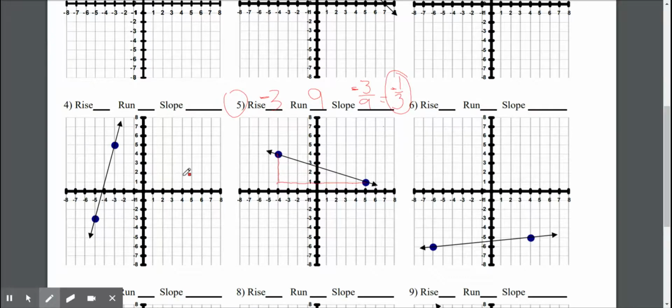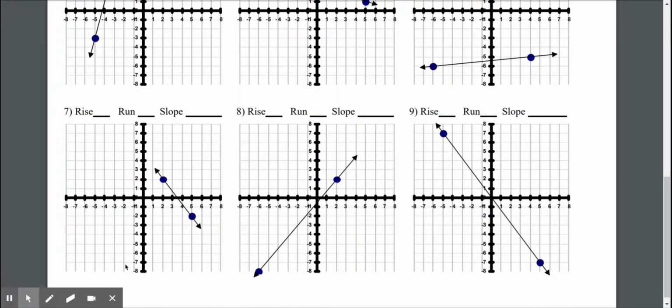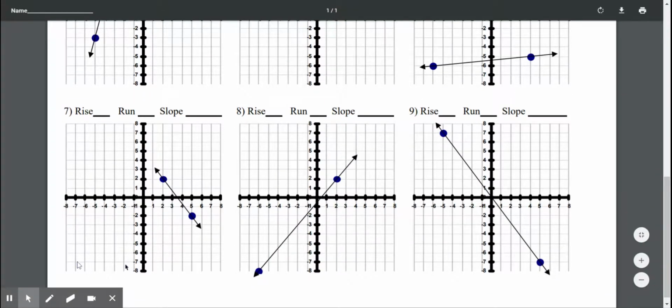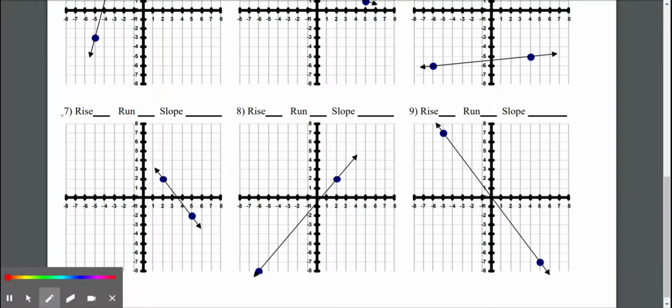All right, let's see if I can squeeze in one more quick sample, and then we'll be done. See if I can find another negative slope. Yep, here we go. Number 7. Okay, again, this has to be negative slope because your line is going down. So let's find our slope for number 7.